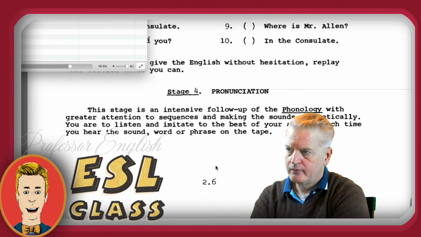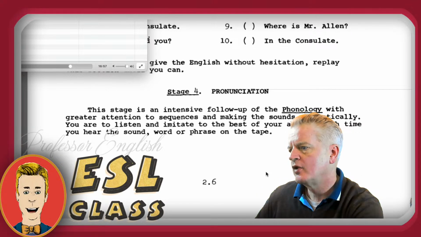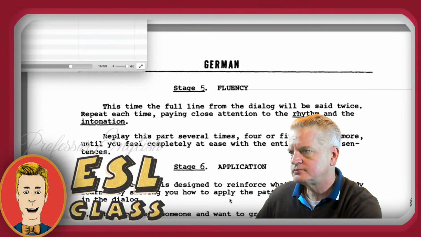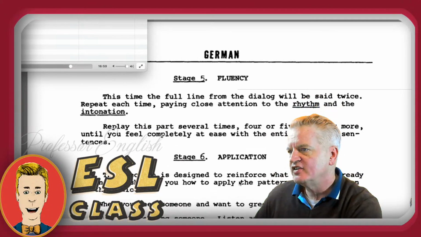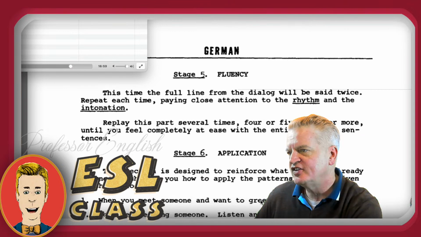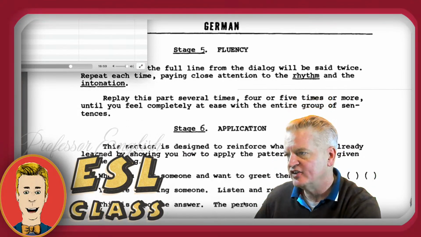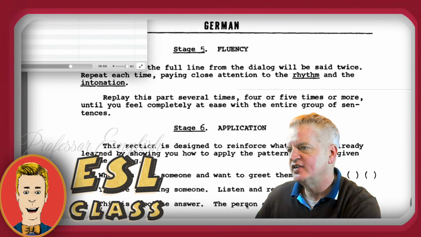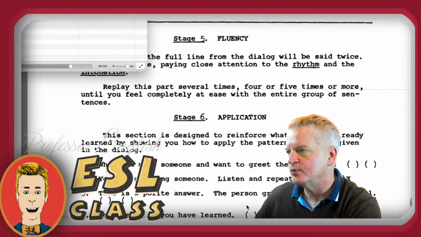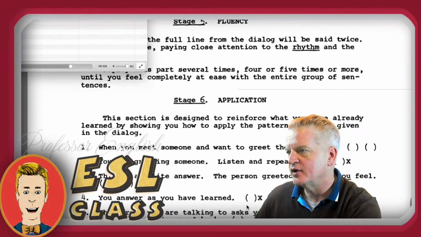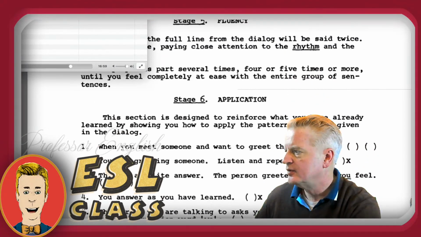Page 7, Stage 5, Fluency. This time, the full line from the dialogue will be said twice. Repeat each time, paying close attention to the rhythm and the intonation. Replay this part several times, 4 or 5 times or more, until you feel completely at ease with the entire group of sentences.